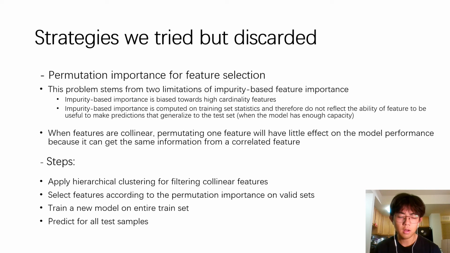But this method also has a limitation, which is that when features are collinear, permuting one feature will have little effect on the model performance because it can get the same information from a correlated feature. So we have to apply hierarchical clustering first to filter some collinear features, which may result in information loss. Actually, we tried this approach, but it did not perform well, so we didn't use it in our final version.